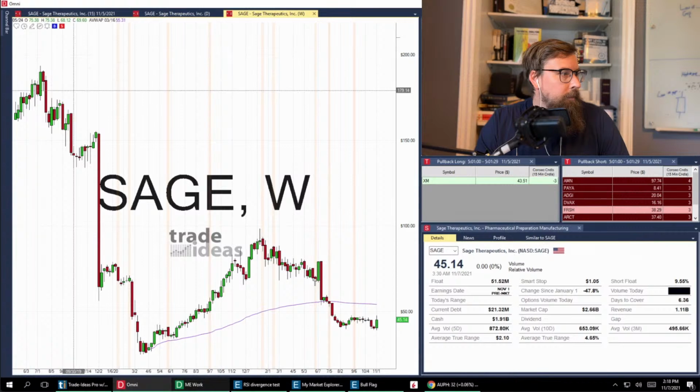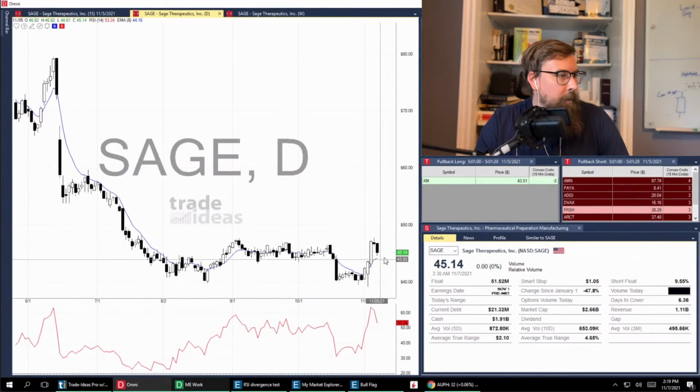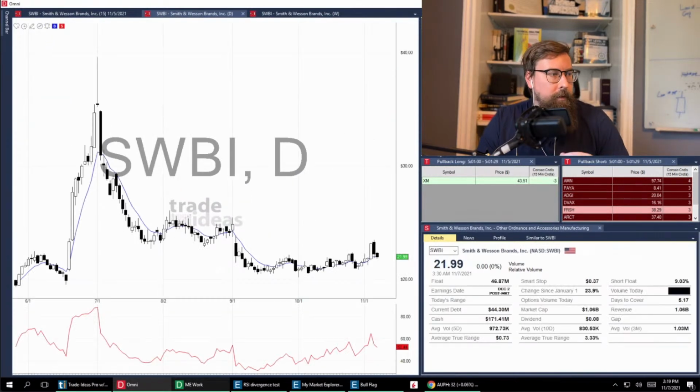Not really, does it? What about an anchored VWAP from the high here? No, so that's 55. Where would my stop be? My stop would be 45 and my entry would be 48. So $3. No, I don't really like that one. It's an interesting look. Just a big base.